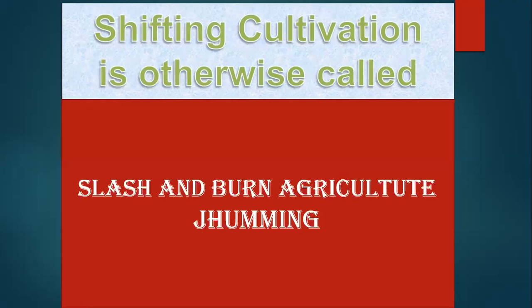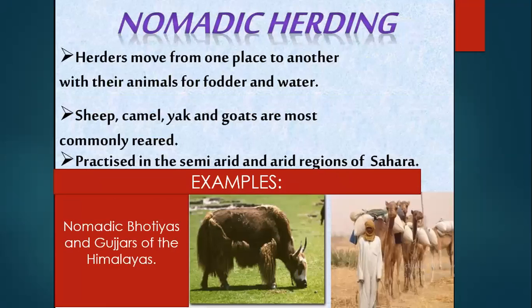Shifting cultivation, otherwise called slash and burn agriculture or jhuming cultivation. Now is nomadic herding. Nomadic means those people who move from one place to another with their animals for fodder and water. So nomadic herding means these are the herders who move from one place to another with their animals.